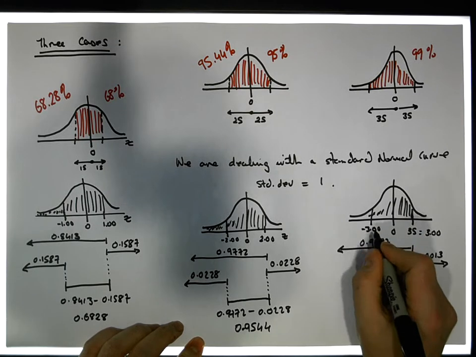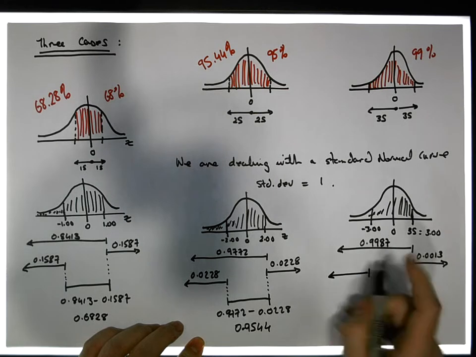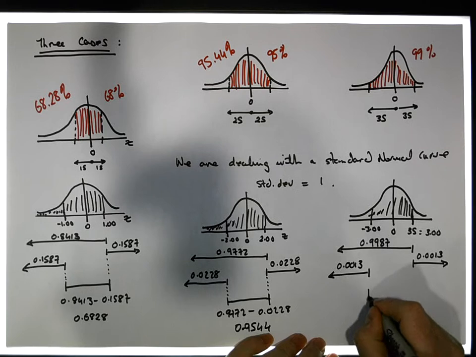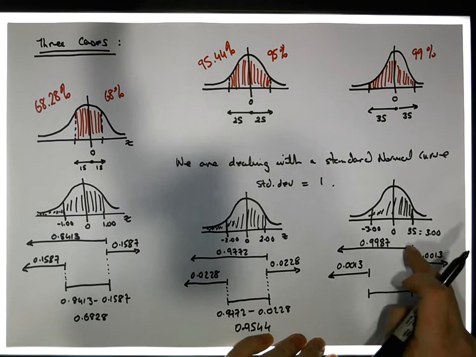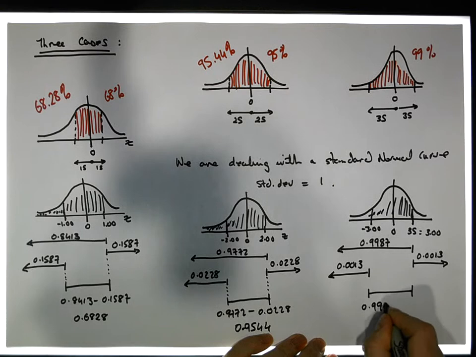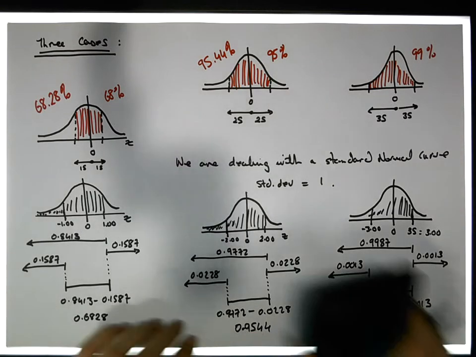So that means that the area in this tail here must be the same as the area in that tail over there, which is 0.0013, which gives us that the area in between these two is this long line minus the shorter line. It's going to be 0.9987 minus 0.0013. And you can see what that gives us there, yeah?